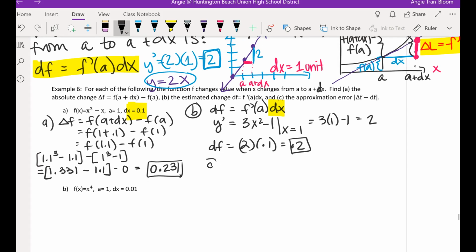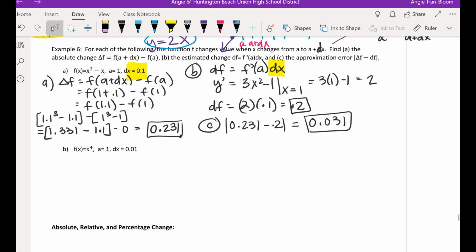Okay, so that's what part C is asking. Find the error, which is an absolute value. So you're going to take 0.231 minus 0.2. This will give you an error of 0.031. That's not that big of a difference in terms of the actual and the approximation. Okay, let's try this one. Is this one going to give us a bigger error or smaller error?